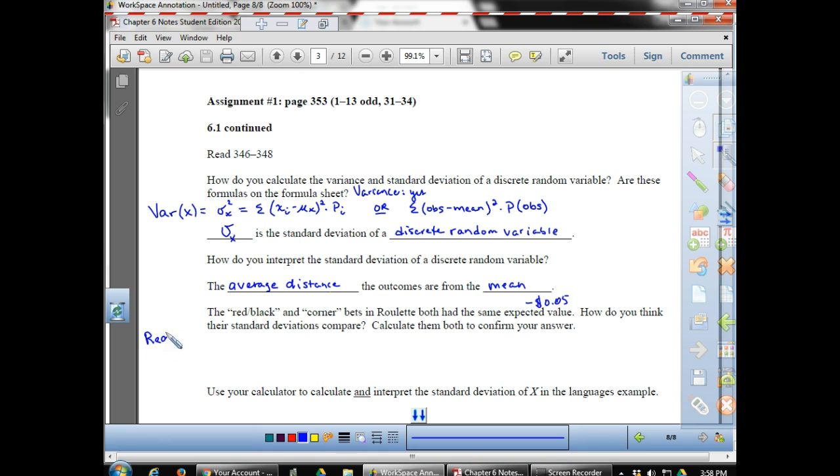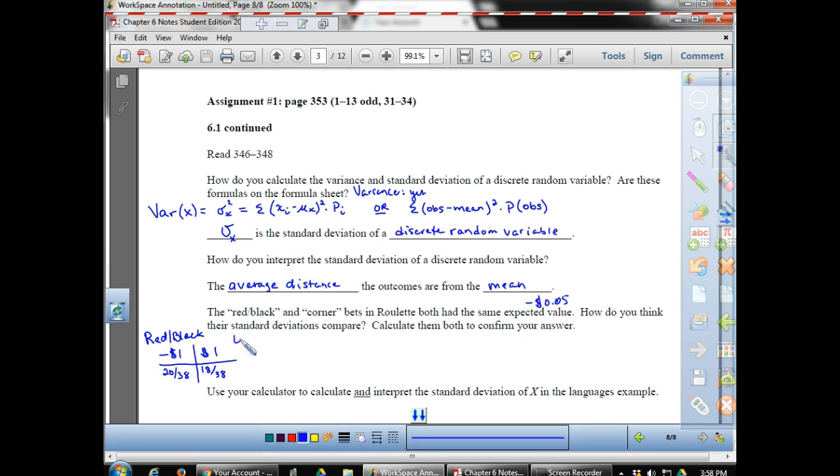So red and black, and then I'm going to quickly do this because we've kind of already looked at this in another note sheet. So the distribution, or the probability distribution, says that I can have $1 that's lost, or I can have $1 that is won. And the probability for these, 20 out of 38, and then I have 18 out of 38.